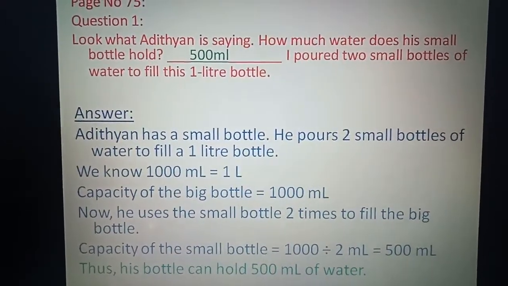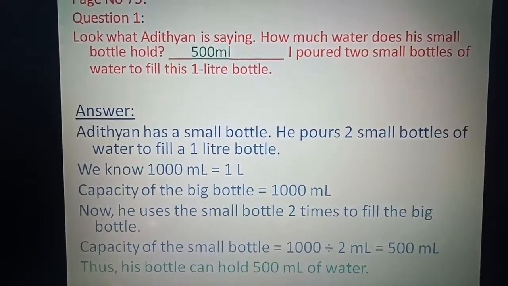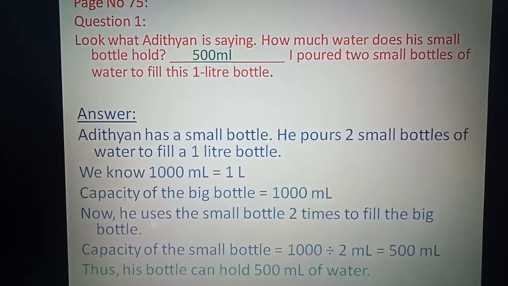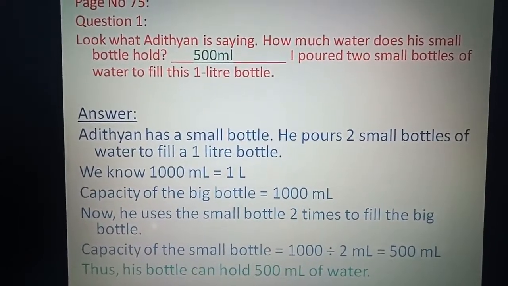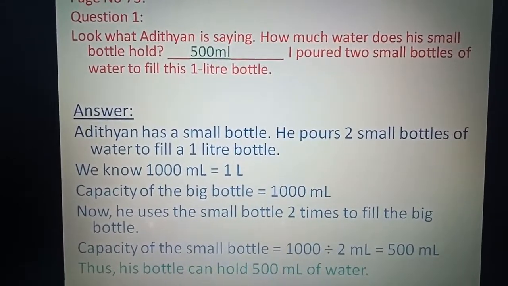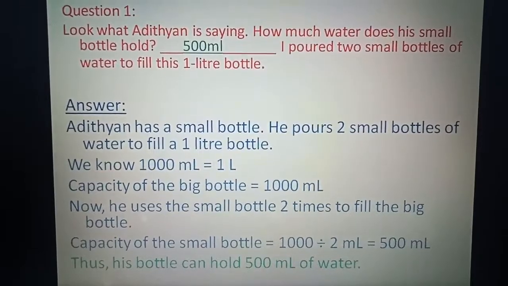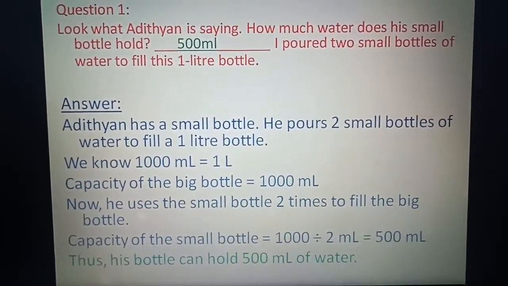We know 1000 milliliter equals 1 liter. Capacity of the big bottle equals 1000 milliliter. Now he uses the small bottle 2 times to fill the big bottle. Capacity of the small bottle equals 1000 divided by 2 equals 500 milliliter. Thus the bottle can hold 500 milliliter of water.